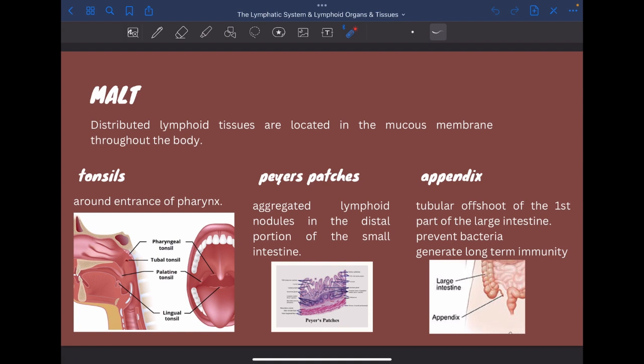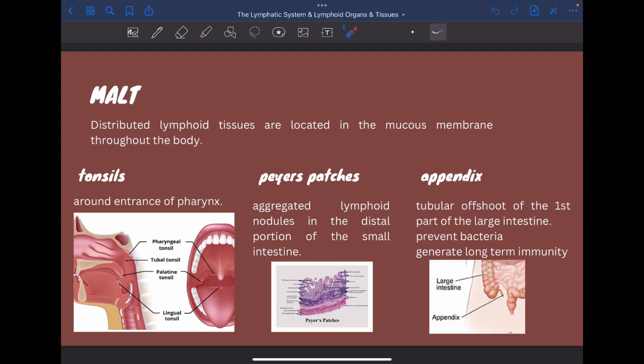The others that we have are Peyer's patches and the appendix, which are very similar to each other in function. They prevent bacteria from coming into the intestinal wall. They will generate memory and so on. Peyer's patches are also referred to as aggregated lymphoid nodules, and they are present in the distal portion of the small intestine.